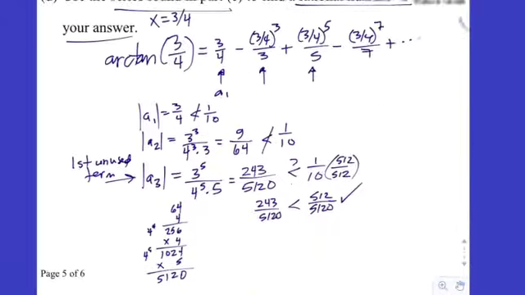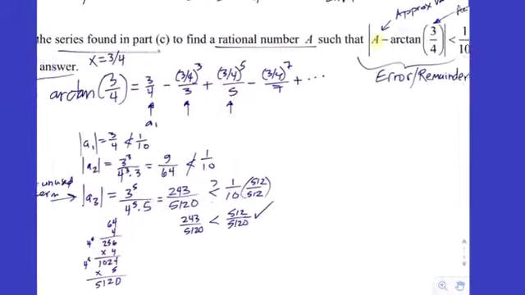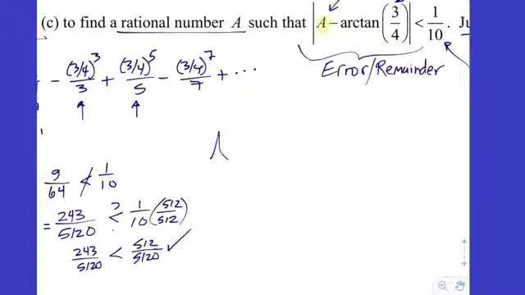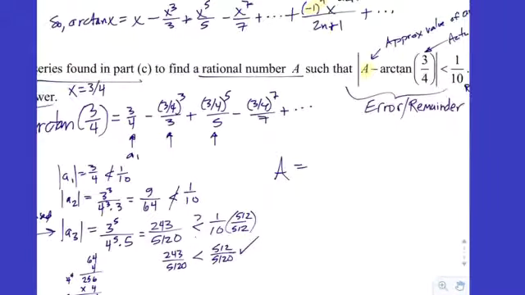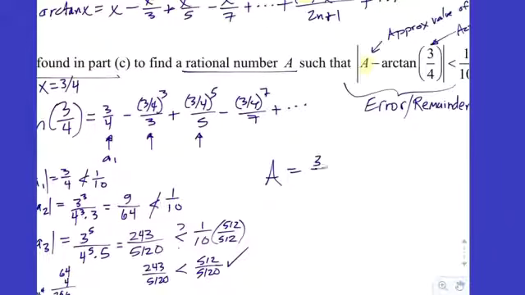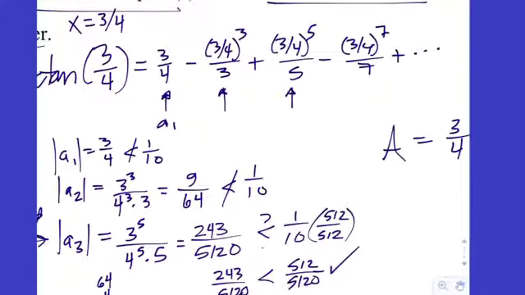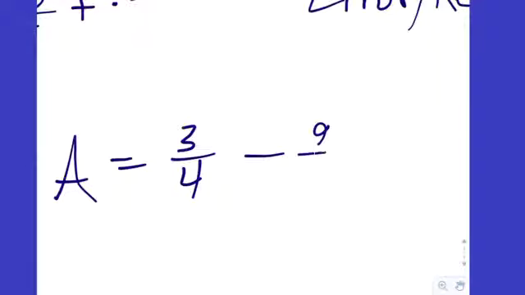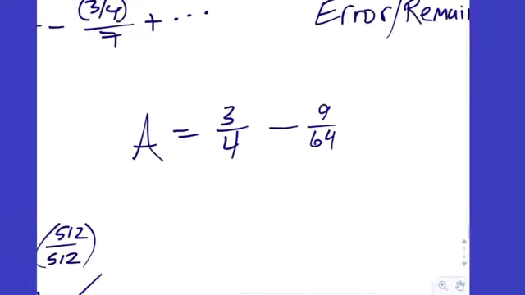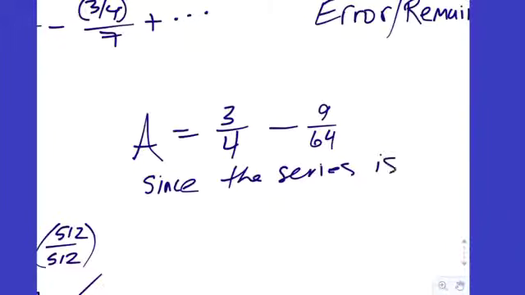Now I have to say why. It says justification. So we could say A, first of all, is going to be the sum of the first 2 terms, which is 3/4 minus, and we've already calculated the second term is 3/4 cubed over 3. It ended up being 9/64. Do we have to simplify that? No, we don't have to. So A is going to equal that, since the series is an alternating series.